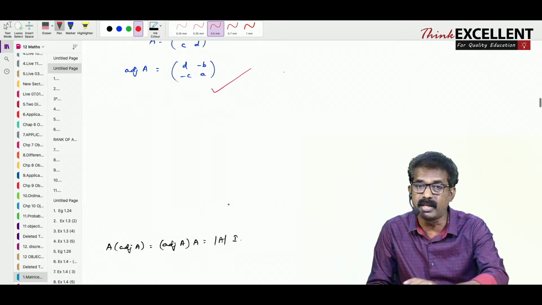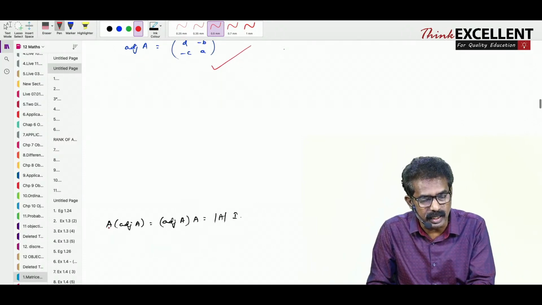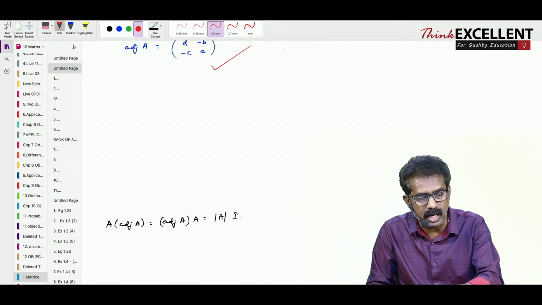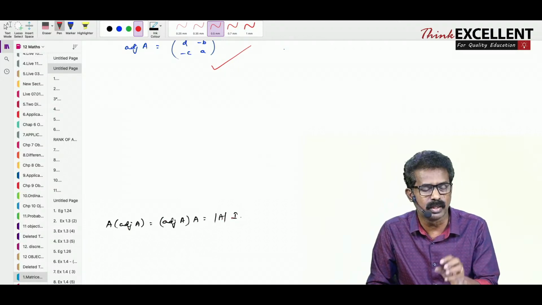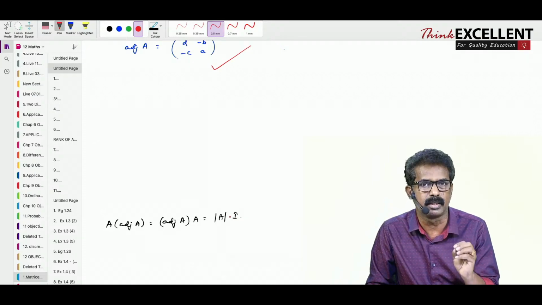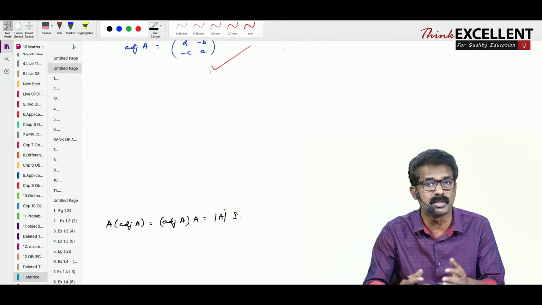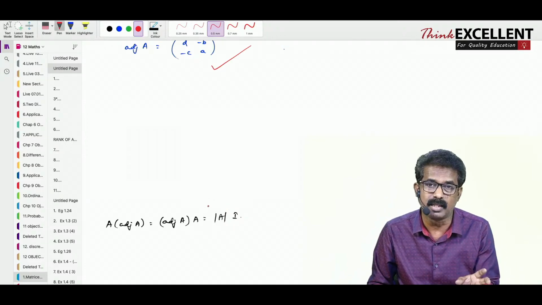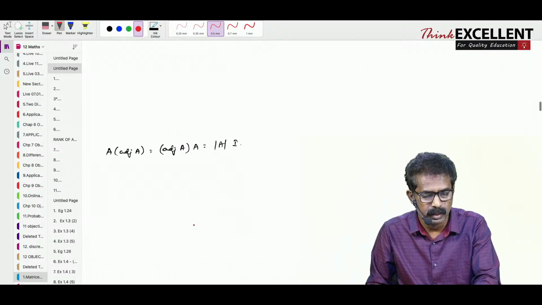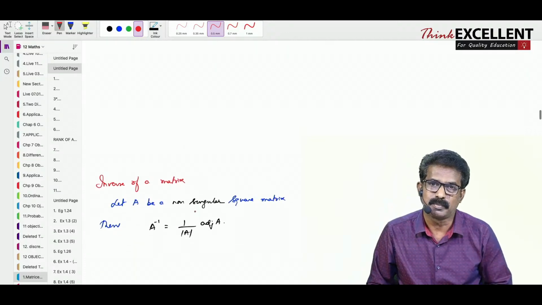And one very very important result in adjoint: A into adjoint A equal to adjoint A into A equal to determinant A into I. So learn thoroughly with proper understanding. Then only for objectives it will be easy for you. Okay, in tomorrow's class I will be teaching some objectives also. I will tell you which objectives are deleted, everything, in the next class. Then the next definition is inverse of a matrix.